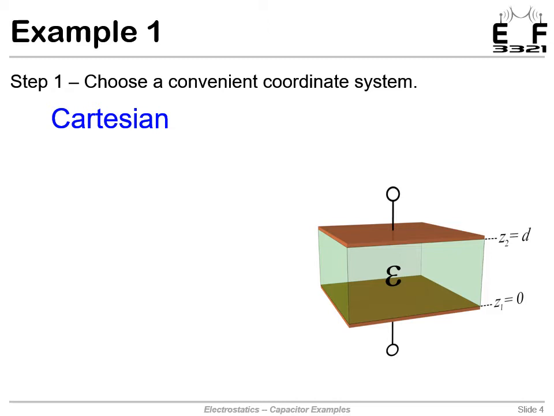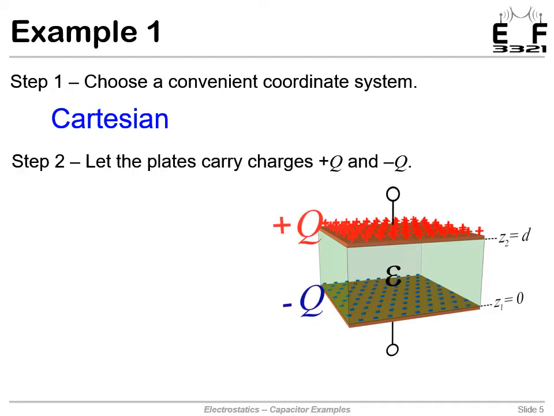And step 1 from that was choose a coordinate system. Well, this device looks blocky, and so we're choosing the Cartesian coordinate system. The next step is we're just going to let the plates carry a charge Q. So the top plate carries a positive Q charge, and the bottom plate will carry a negative Q charge. That was pretty easy.